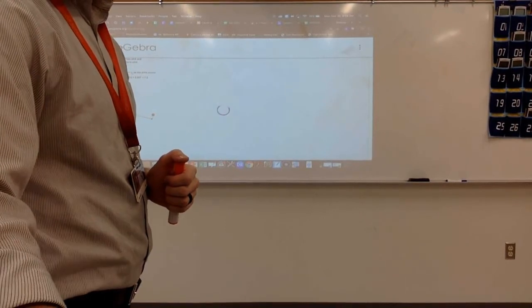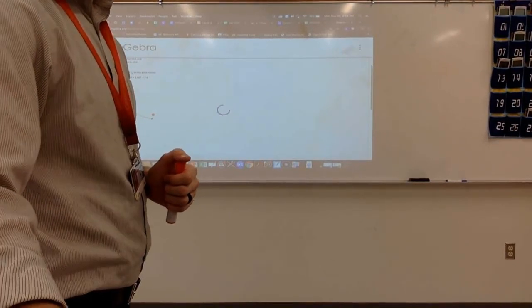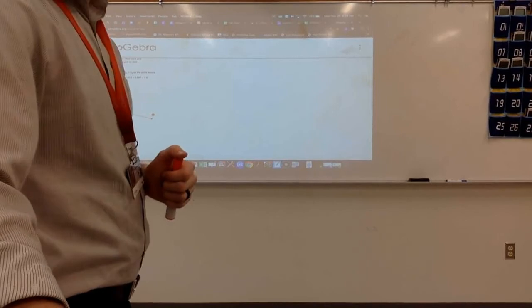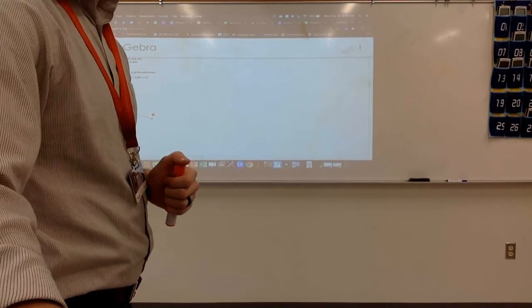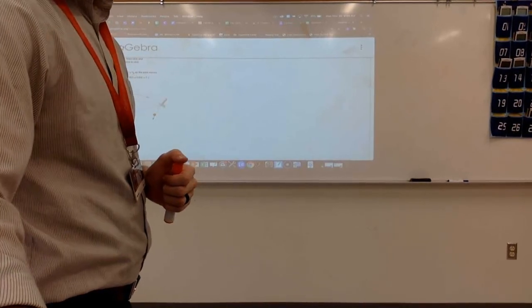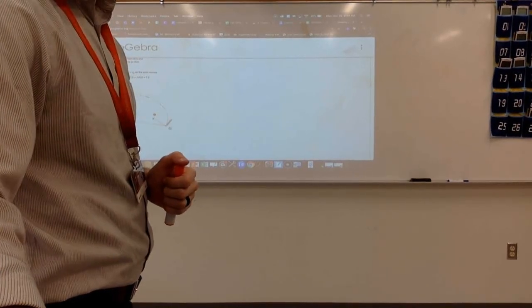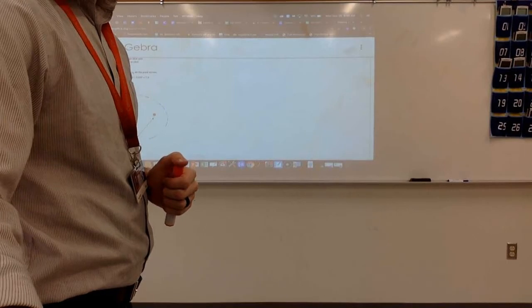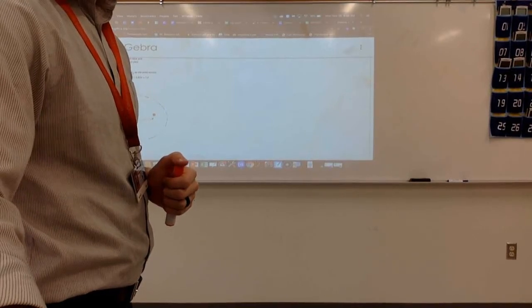Maybe it doesn't work if I zoom in on it or something. I don't know. Maybe it just doesn't. There we go. Okay, so if I click and drag, it creates an ellipse.